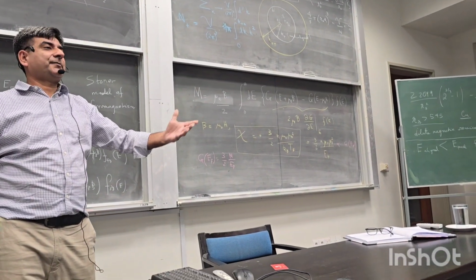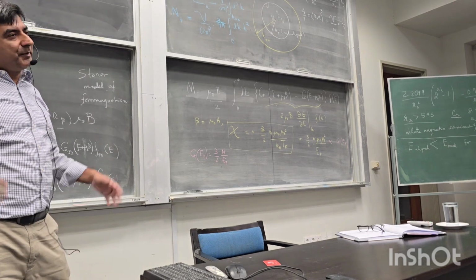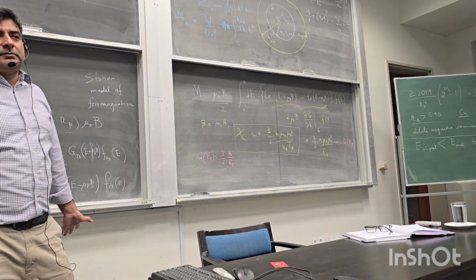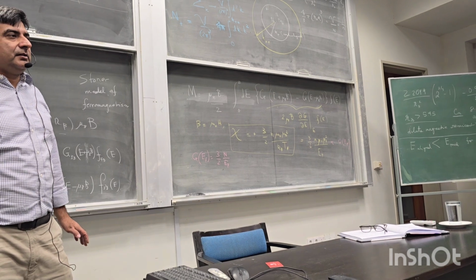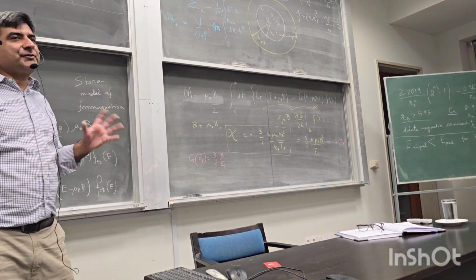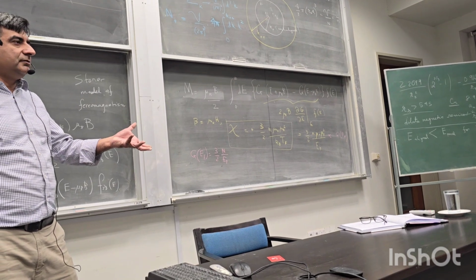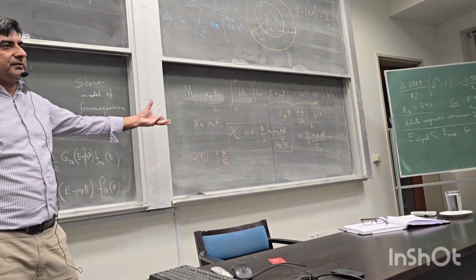These are all Pauli systems. They obey the Pauli exclusion principle. They're all fermions. Right? So if you have a neutron star or a white dwarf, it's exactly the same physics over there as well.